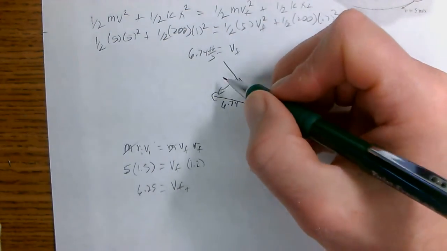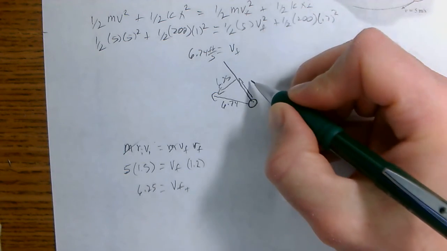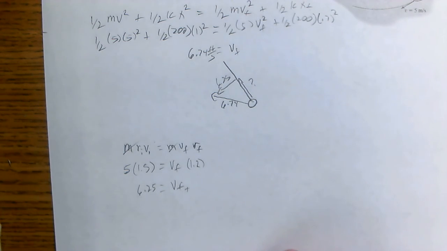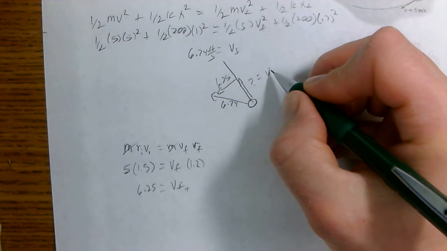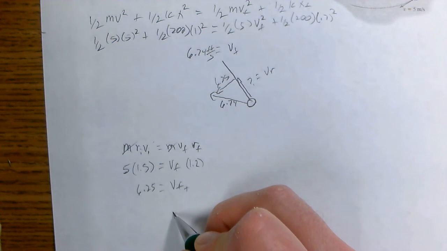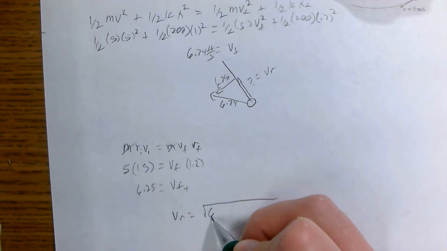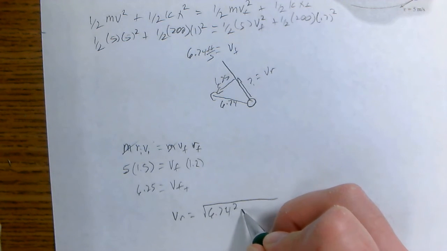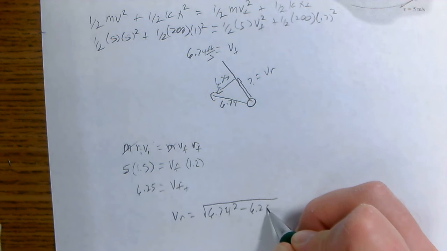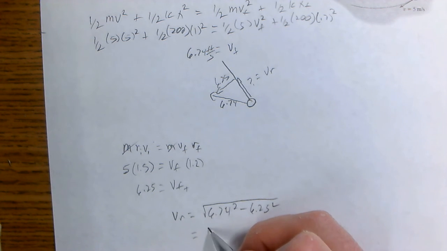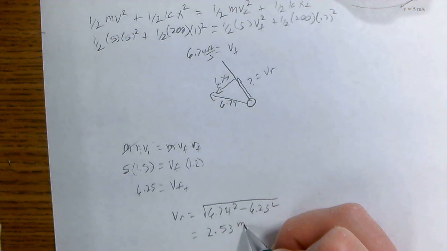So now we have this one is 6.25, and this is what we're trying to find out, which is the VR. So VR is equal to the square root of 6.74 squared minus 6.25 squared, and that equals 2.53 meters per second.